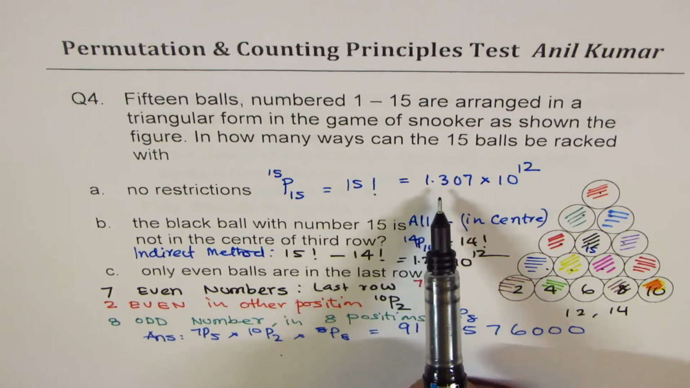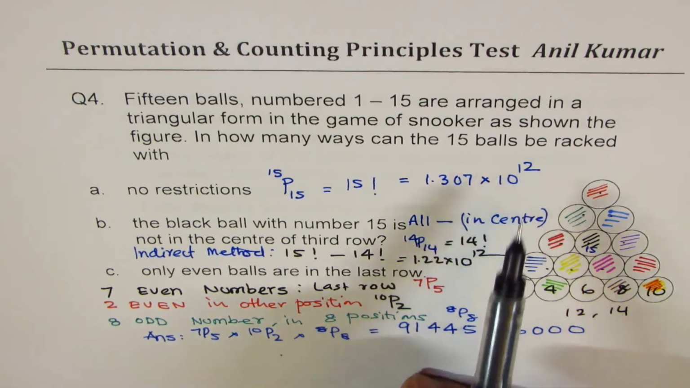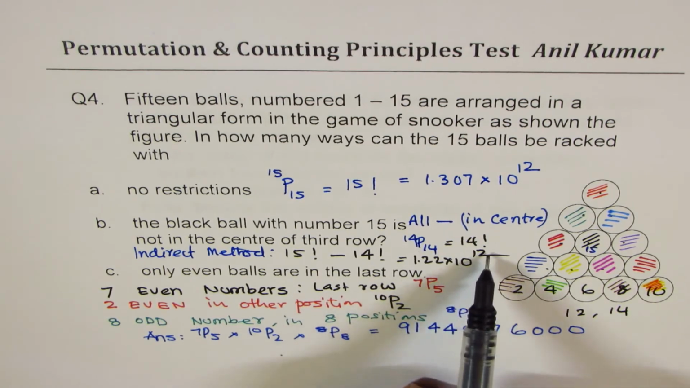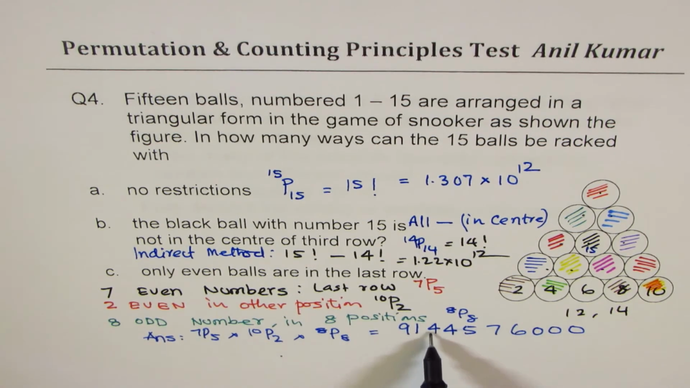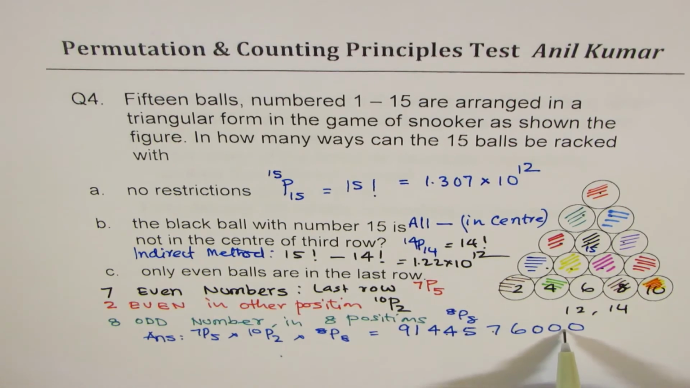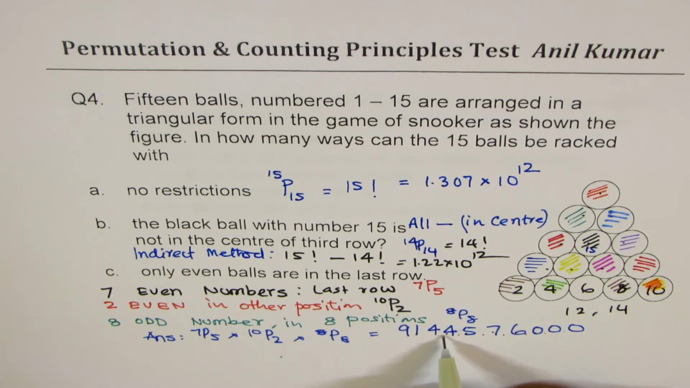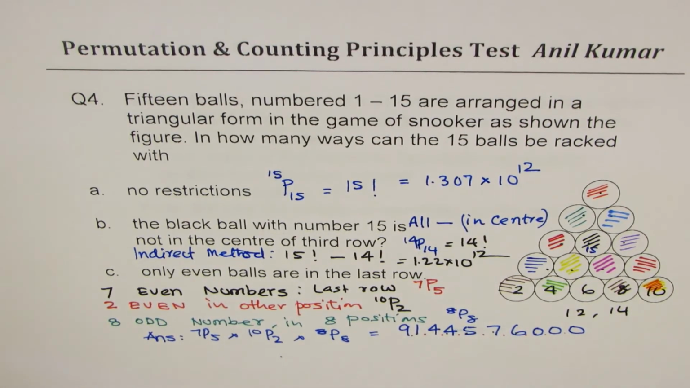15 factorial is around 1.3 times 10 to the power of 12. This is 1.2 times 10 to the power of 12 when the black ball is not in the center, correct? And so we have 1, 2, 3, 4, 5, 6, 7, 8, 9, 10 positions here. So we have 1, 2, 3, 4, 5, 6, 7, 8, 9, right? So 9.1 times 10 to the power of 9 will be this answer. So that is how you could do it. So I think the concept is clear. Go through it once again.